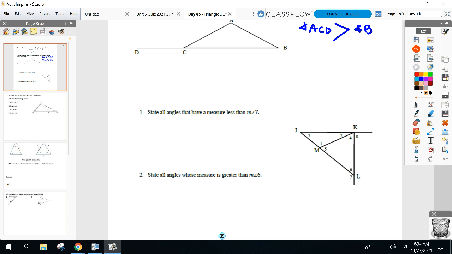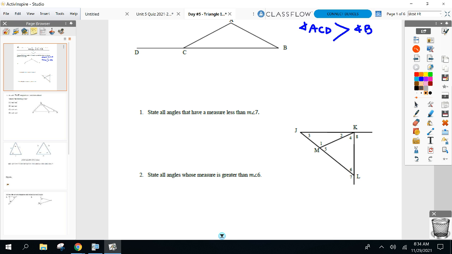Angle 7, inside or outside my triangles? So it's definitely an exterior angle, right? So it's got to be bigger than remote interior angles inside. I just got to figure out 7 is an exterior angle for what remote interiors. First thing I need somebody to find: name a triangle in my diagram where angle 7 is an exterior angle.